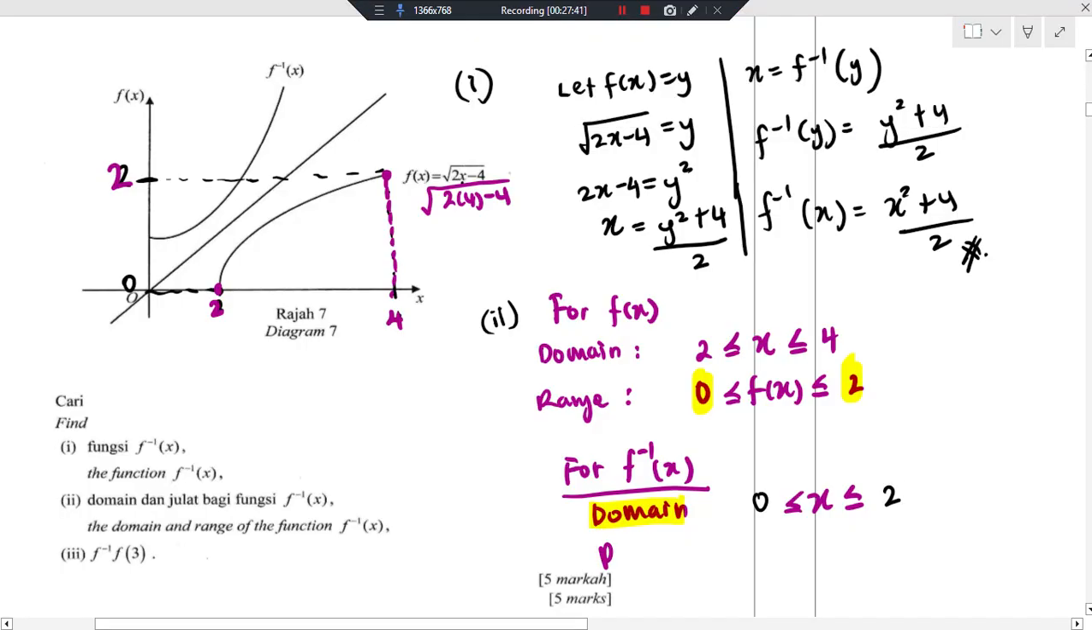Senang kan? Dalam peperiksaan you terus bagi jawapan macam ni sudah cukup. This is why I write like this, for you to understand first. You see very clear.